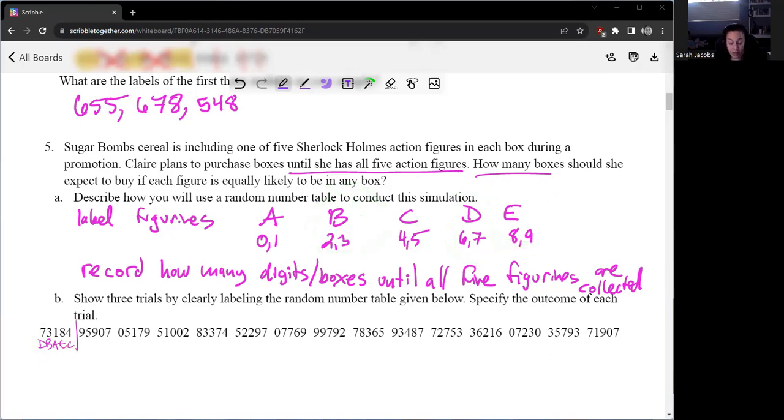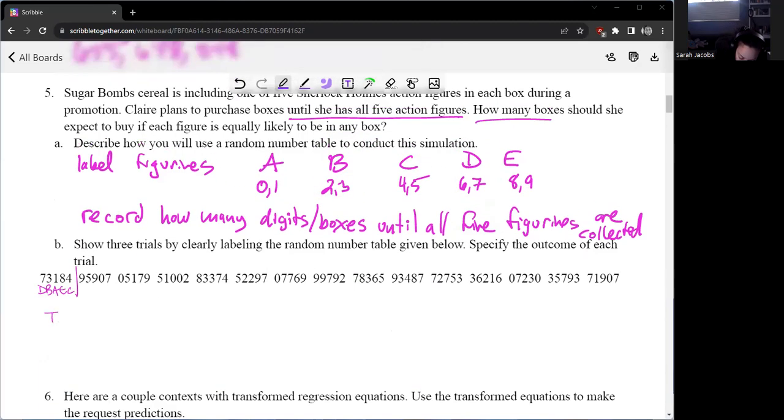So we had a kind of lucky experience there in that trial 1. It only took 5 boxes to get all 5 figures. Just happened to work out. Next, we'll do it again for trial 2.